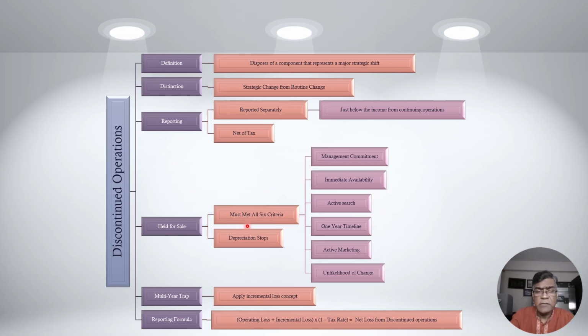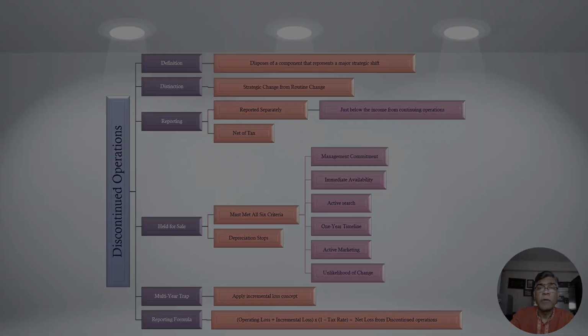Held for sale must meet all 6 criteria. What are the criteria? Management commitment, immediate availability, active search, 1-year timeline, active marketing, unlikelihood of change. And depreciation stops immediately. Multi-year trap: apply the incremental loss concept. Reporting formula: operating loss plus incremental loss times 1 minus tax rate equals net loss from discontinued operations.